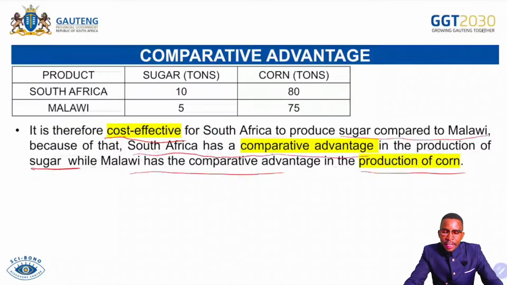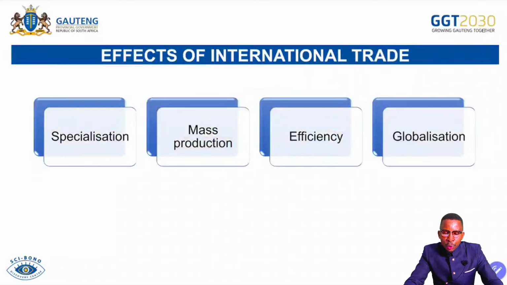So these are the numbers. Here it will be easy for you if you use the table to explain this.